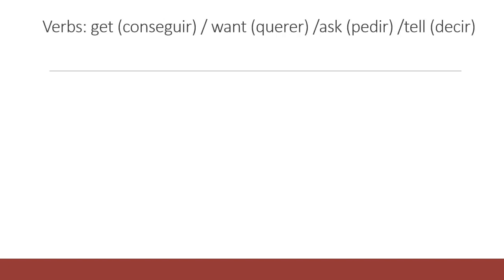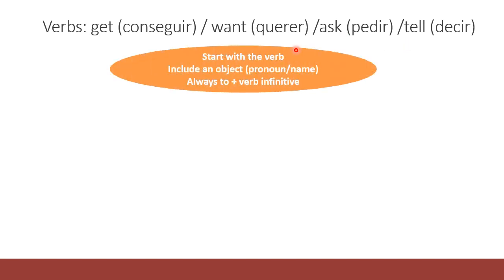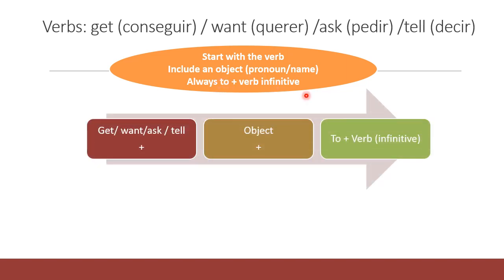To check the second group of causative verbs, we have the verb get, that means conseguir o obtener, want, querer, ask, pedir, and tell, decir. In this case, we are going to start with the verb. We are going to include an object. In this case, it can also be an object pronoun, the name of the person, or the person. And we are going to use to. Now we need the preposition to plus the verb in infinitive. So the structure is get, want, ask, or tell, any of these verbs, the object, and the preposition to plus the verb. So we're using the verb in infinitive.